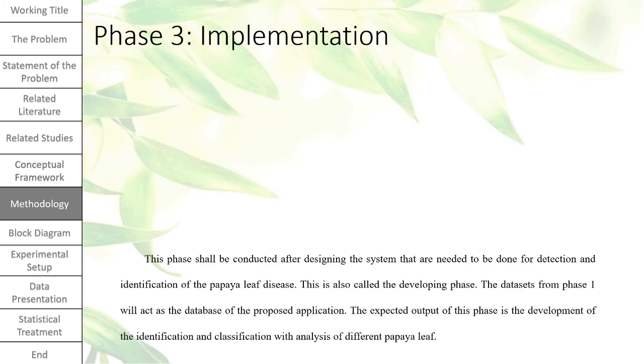This phase shall be conducted after designing the system that is needed for detection and identification of the papaya leaf diseases. This is also called the development phase. The datasets from phase 1 will act as the database of the proposed application. The expected output of this phase is the development of the identification and classification with analysis of different papaya leaf diseases.